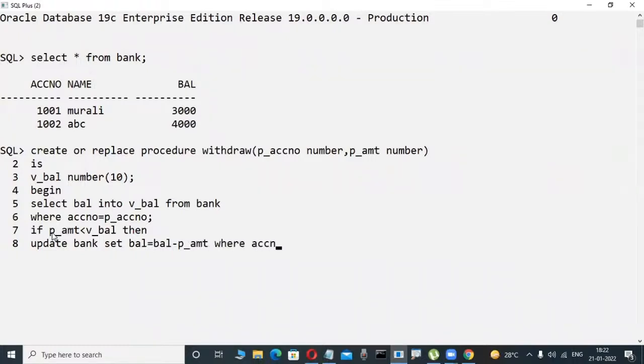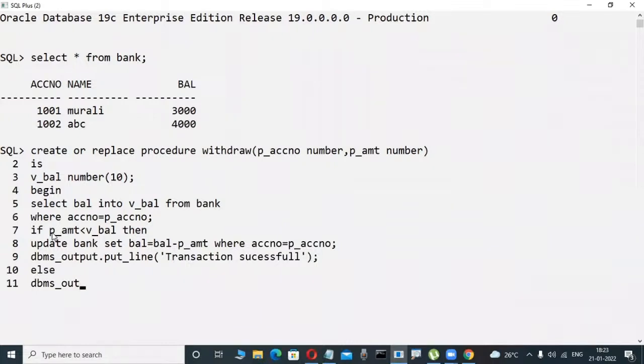Now check it out. Here I am writing a message, same like in Java, some message I try to display: your transaction is successful. Don't worry about this one, just observe it. Else, simple coding.